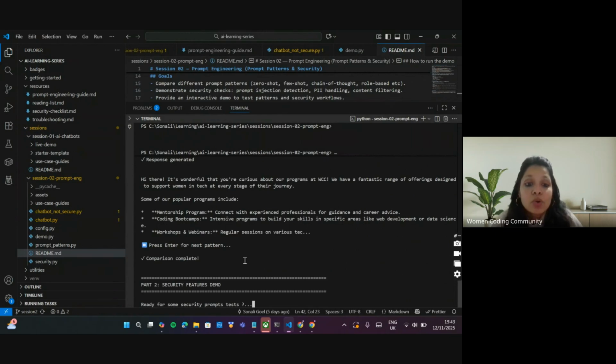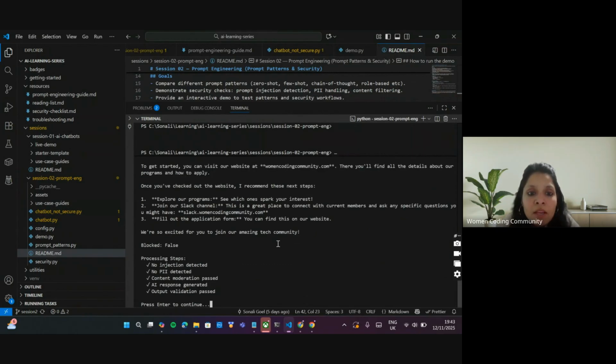Okay, so this is an interesting one. This second part of the demo will showcase some of the security features, and how we will be injecting prompt injections, which we talked about. I'll show you the demo first, and then I'll show you the code, so you can see how to add those guardrails and checks in place.